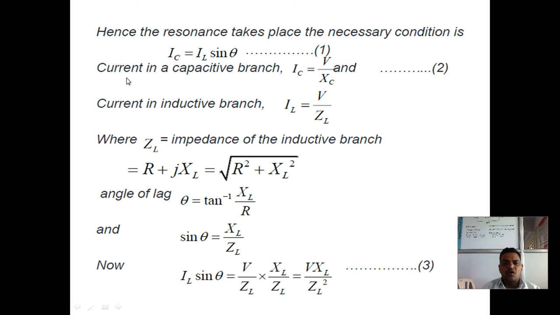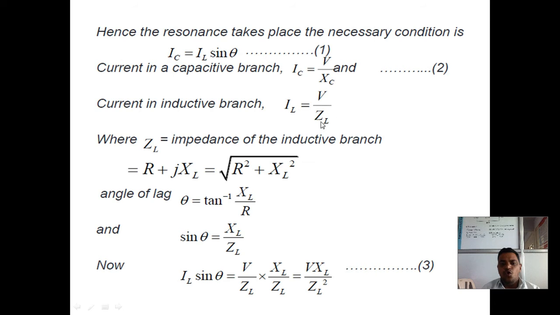Then there are two different currents, the current flowing through the capacitive branch and the current flowing through the inductive branch. The current in the capacitive branch is the voltage drop across the capacitance divided by its reactance, and the current in the inductive branch is the voltage drop across the inductor divided by the total impedance of that branch. So the current in the capacitive branch IC is equal to V upon X of C, and the current in the inductive branch I of L is equal to V upon Z of L.